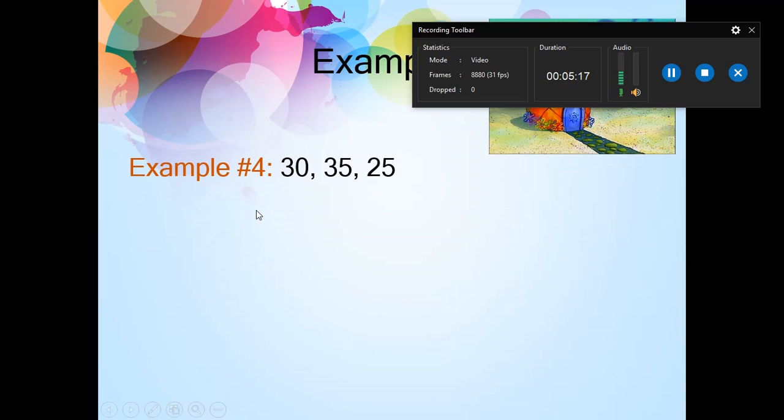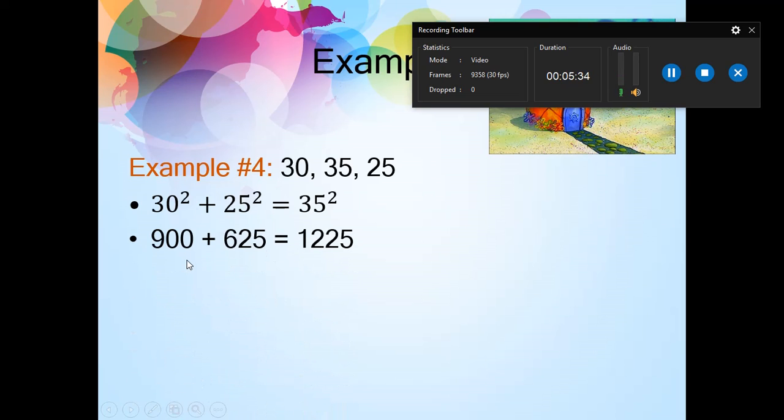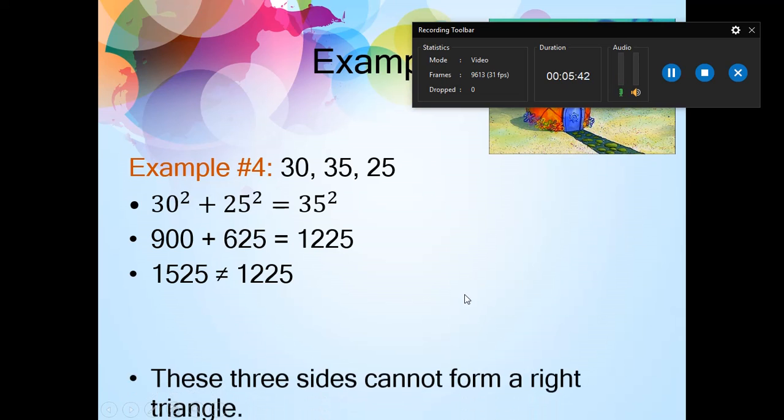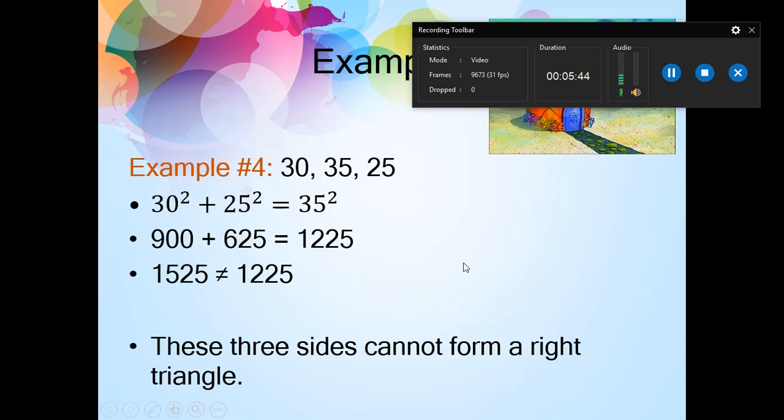In example number 4, here's my three sides. They did not put them in the same order, so we want to select our largest side, which is 35, and make sure that goes in for c. Okay, so we're going to go ahead and come up with our squares. And when I add the left side, I see that I have 1525, and that is not equal to 1225. So I'm going to say that these three sides cannot form a right triangle.